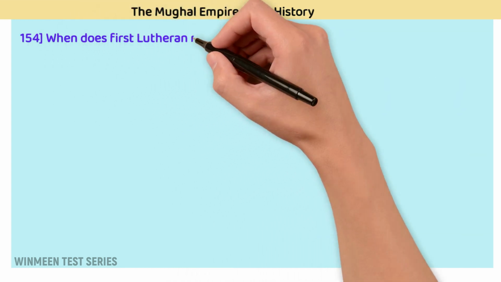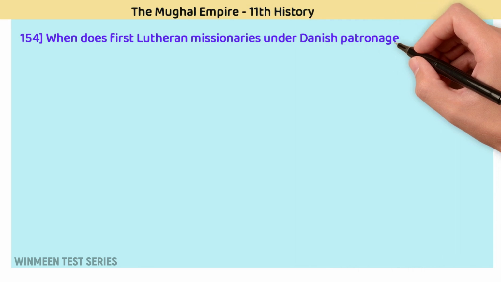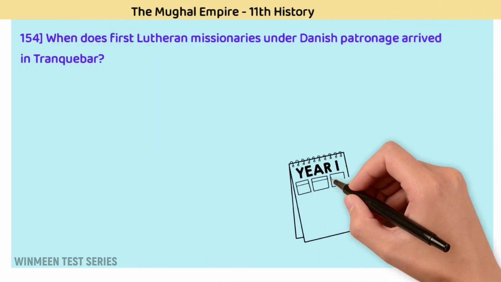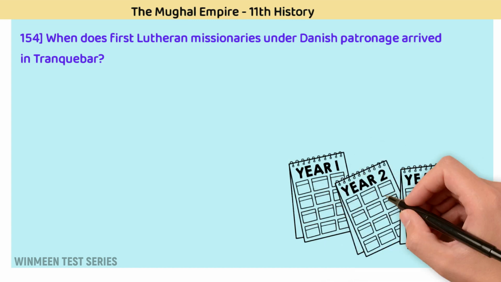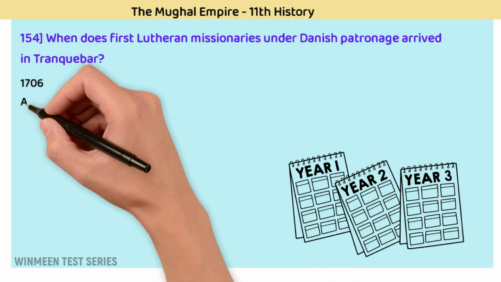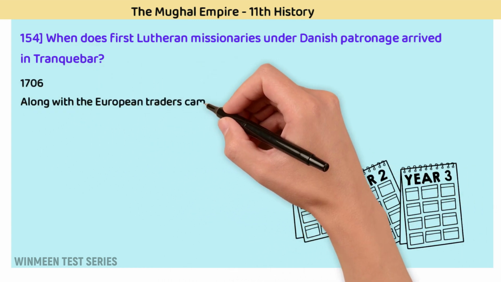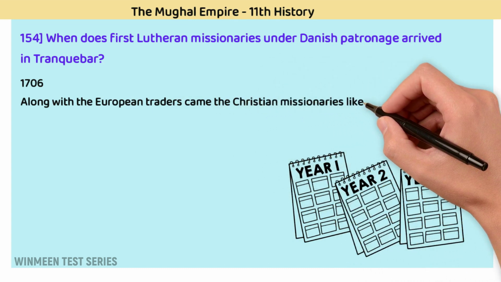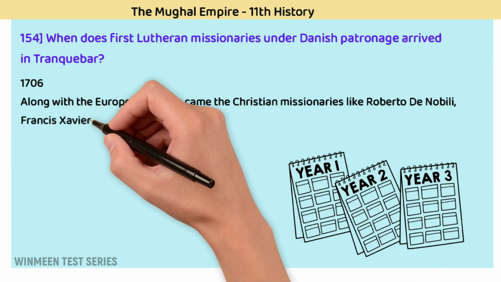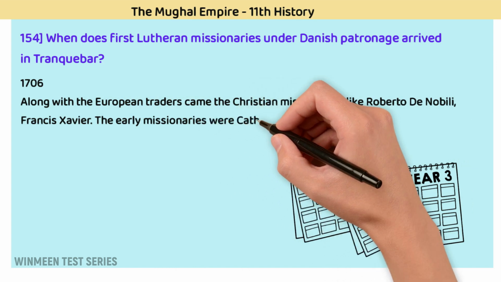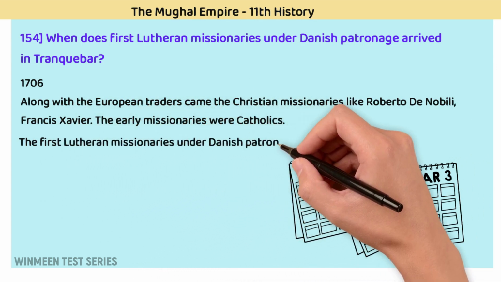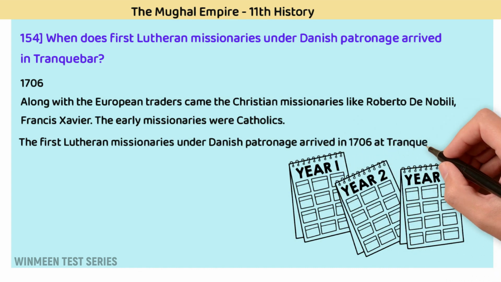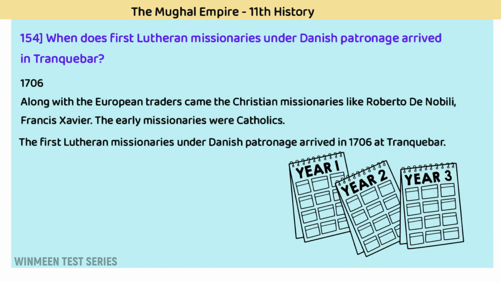Question number 154. When did the first Lutheran missionaries under Danish patronage arrive in Tranquebar? The answer is 1706. Along with the European traders came the Christian missionaries like Roberto di Nobili and Francis Xavier. These early missionaries were Catholics. The first Lutheran missionaries under Danish patronage arrived in 1706 at Tranquebar.